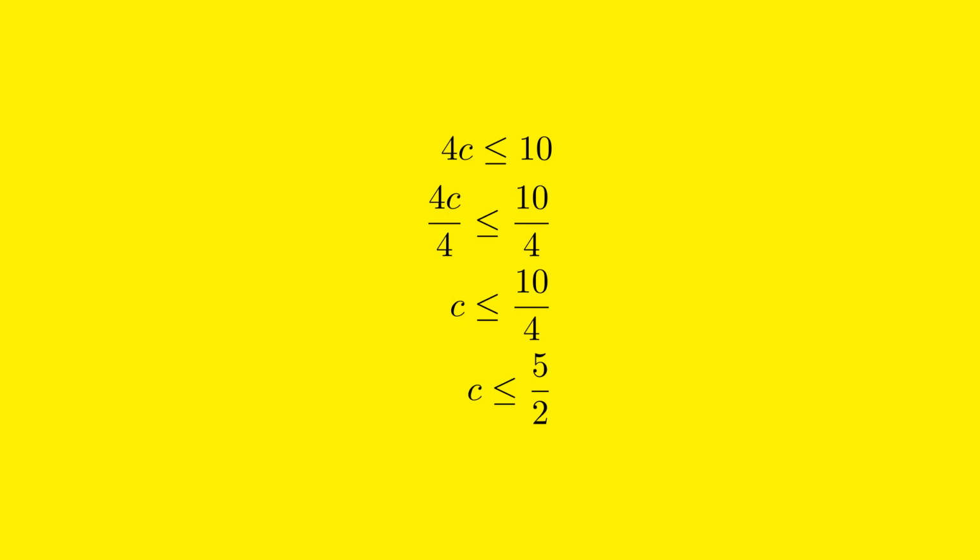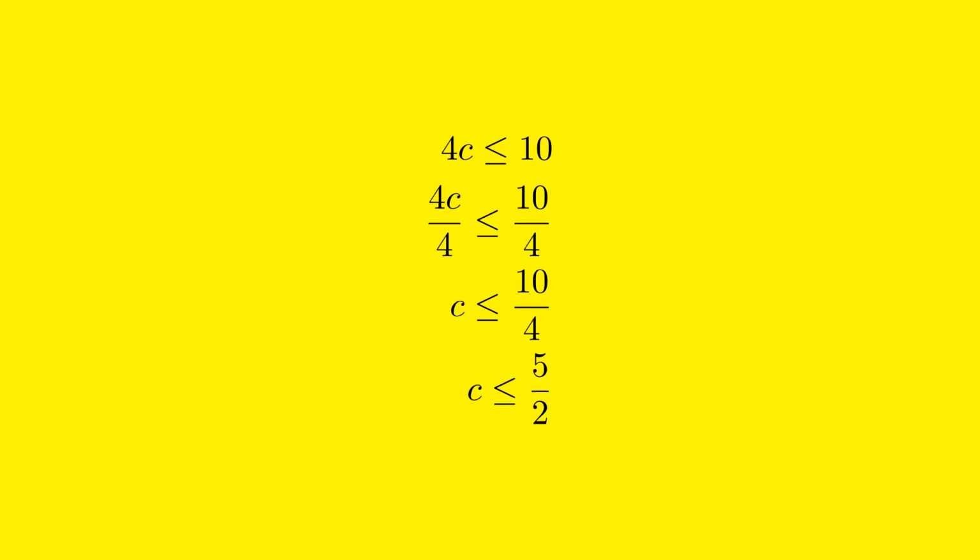by 4. Now we simplify 10 divided by 4 to its simplest fraction form. 10 divided by 4 simplifies to 5 over 2, so the inequality becomes c is less than or equal to 5 over 2. This is the final step in solving the inequality in algebraic form. We now have the solution in original inequality form as c is less than or equal to 5 over 2.